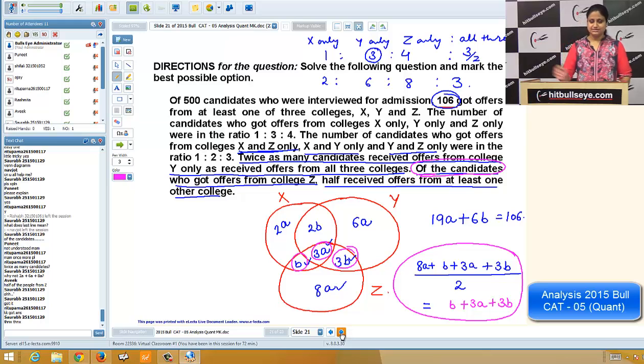See, in many previous bull mocks, you are getting Venn diagram questions, sets based on Venn diagram theory. You are getting many questions on this. So please master this area. Okay, let us move.